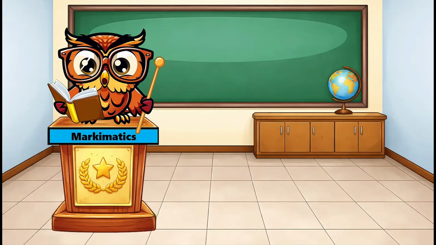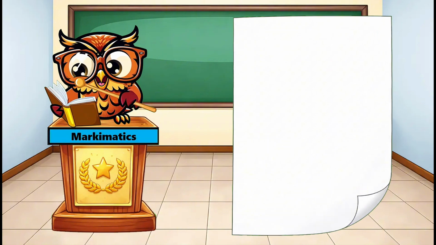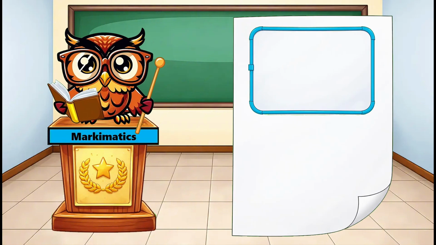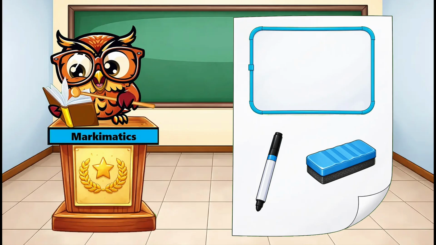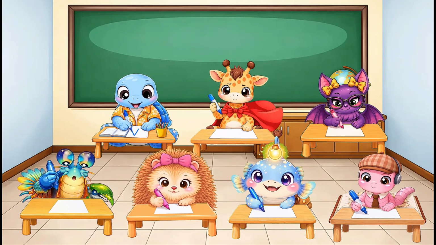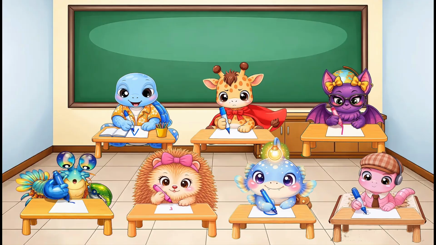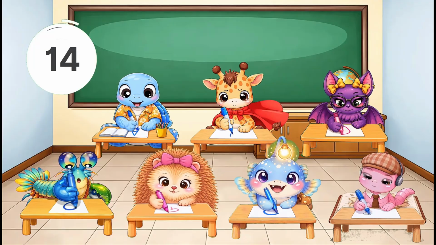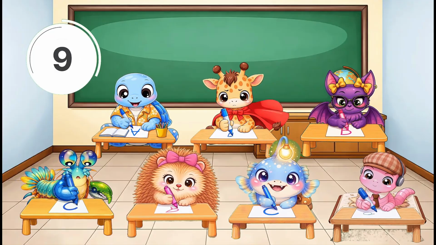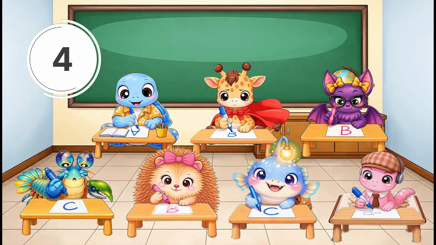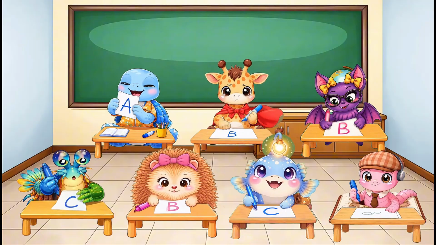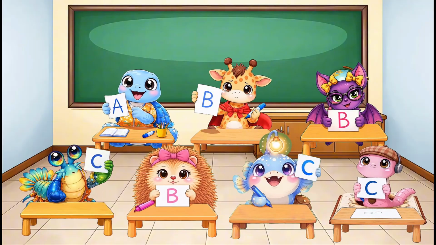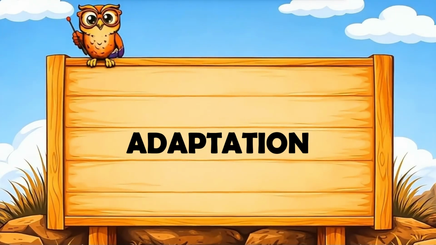Before we begin, make sure you have the following: a small dry erase whiteboard, a dry erase marker, and an eraser. Listen carefully to each question. When the question is finished, a timer will appear on the screen to give you time to think. Write the letter of your answer on your whiteboard. When the timer ends, hold up your whiteboard so everyone can see your answer. Our lesson for today is all about adaptation.